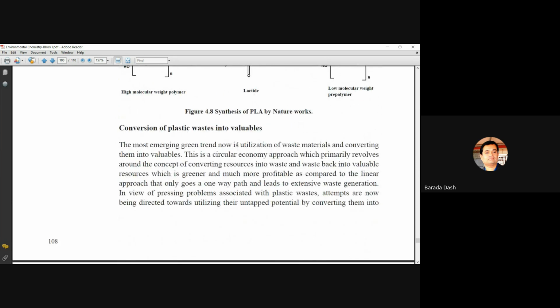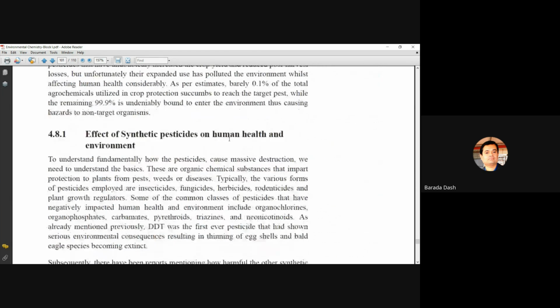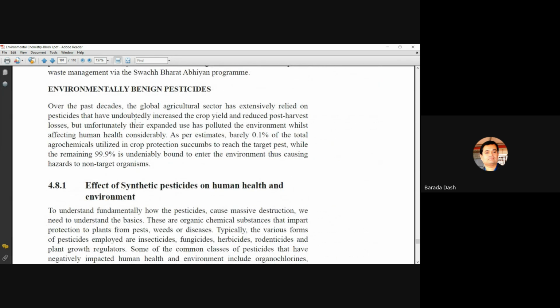They can be used. Conversion of plastic waste into valuables. We can convert plastic waste into valuables. Environmentally benign pesticides. Over the last decades, the global agricultural sector has extensively relied on pesticides, and they have undoubtedly increased the crop yield and reduced post-harvest losses. But unfortunately, their expanded use has polluted the environment while affecting human health considerably.